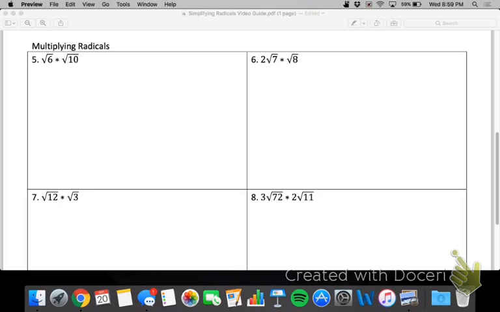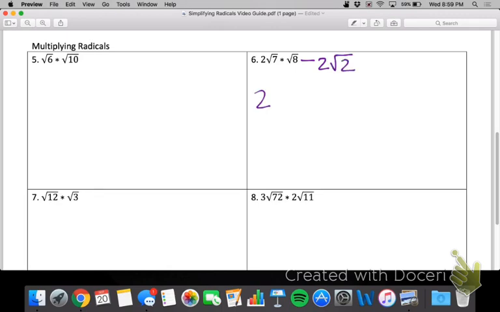So 2 square root 7 times square root of 8. So in a problem like this, since square root of 8, in fact, we simplified square root of 8. That was our first example, right? So if you look up at that top example, you might remember that square root of 8 can be broken into 2 square root 2. So now we have 2 square root 7 times 2 square root 2.